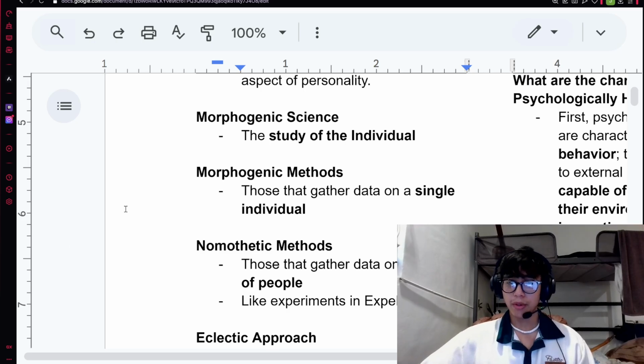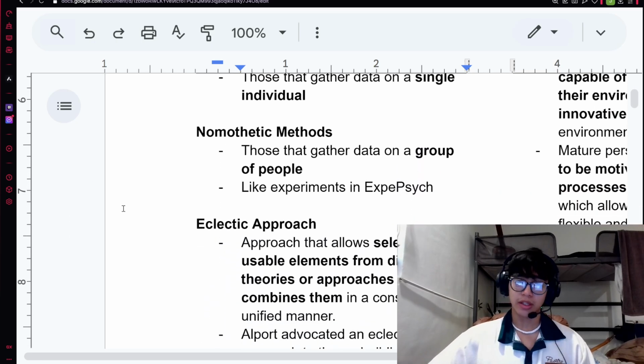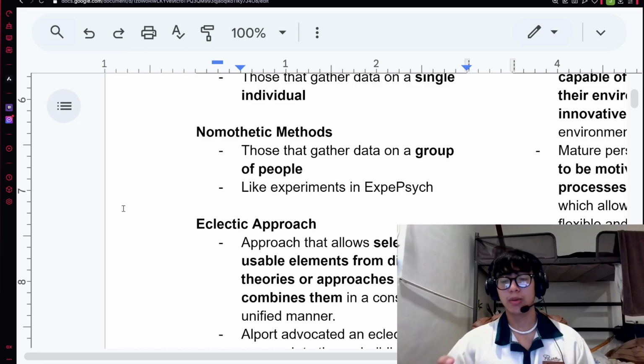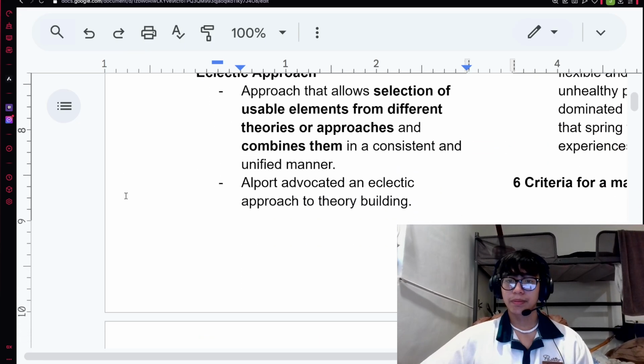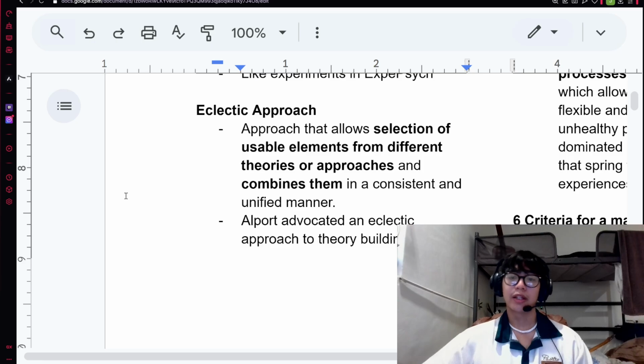Now, nomothetic methods, or you could say nomothetic science, are the study of a group of individuals. If you say nomothetic methods, those are methods that gather data on a group of people, like the experiments we had in experimental psych. Now, let's talk about the eclectic approach.